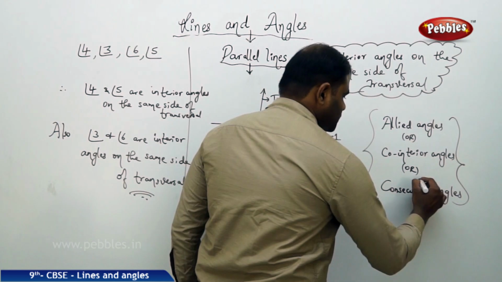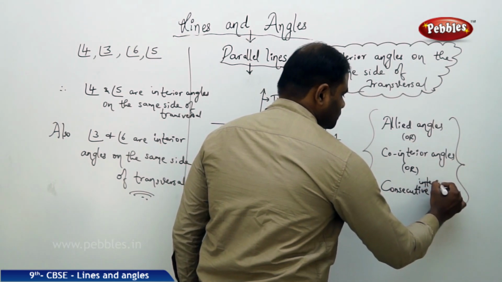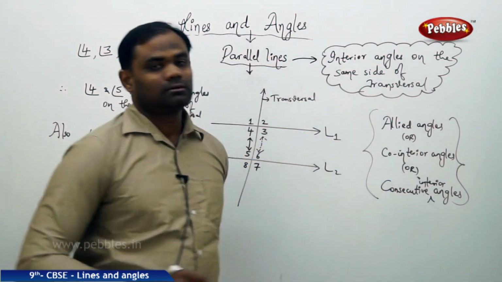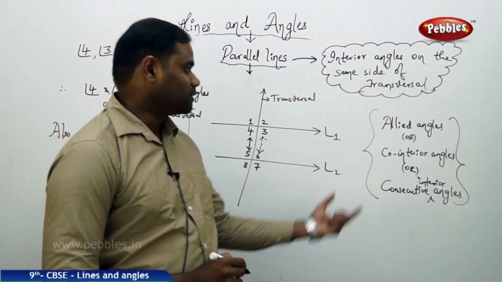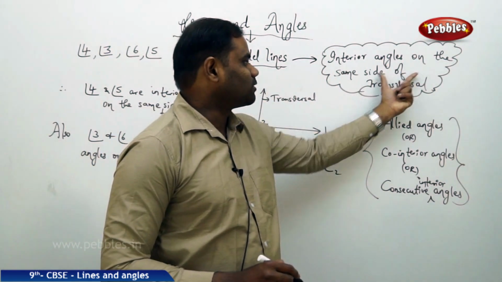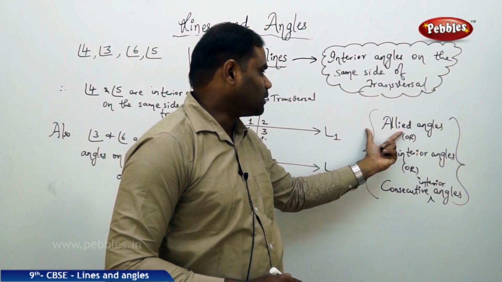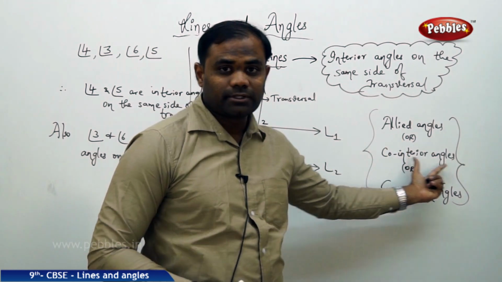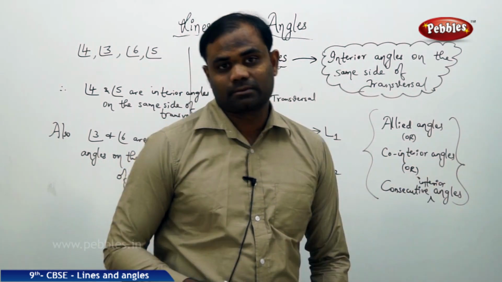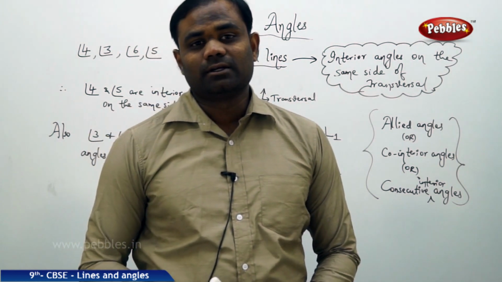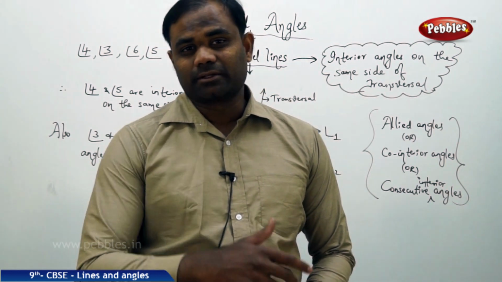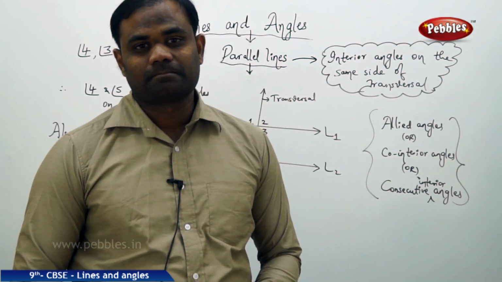Consecutive interior angles is how we give the different names for the interior angles on the same side of transversal, which are also called allied angles or co-interior angles or consecutive interior angles, is how we understand the interior angles on the same side of transversal connected with the parallel lines.